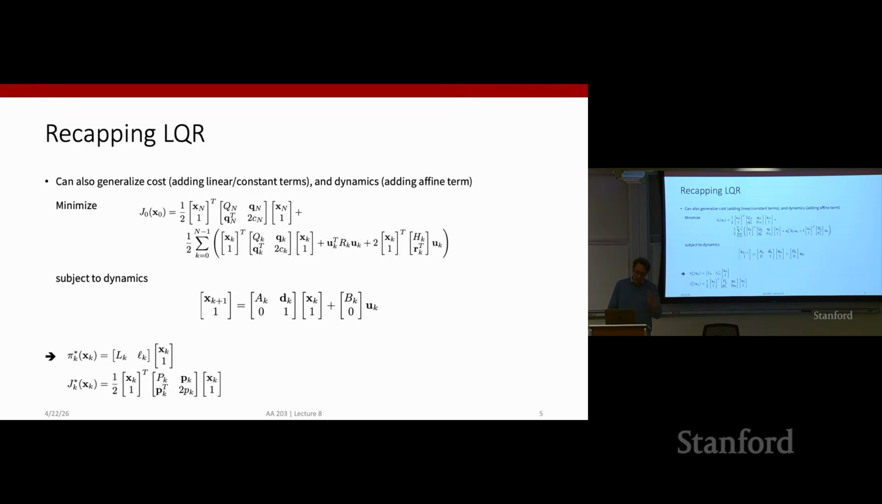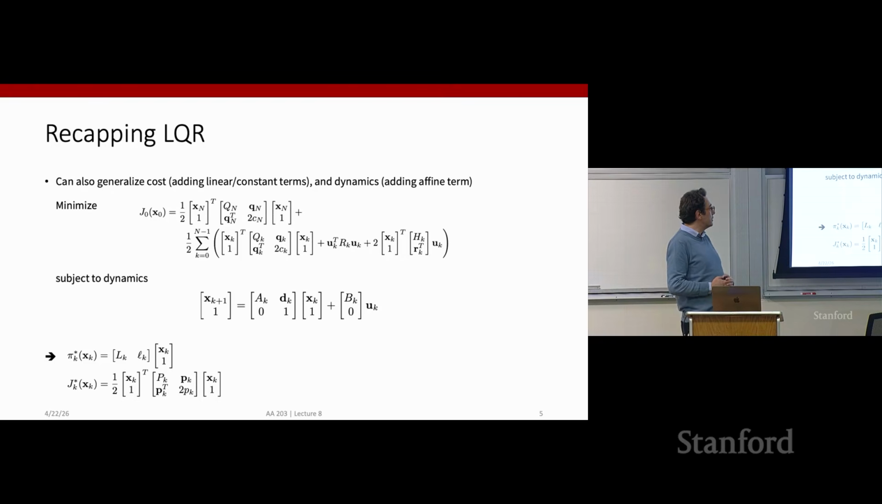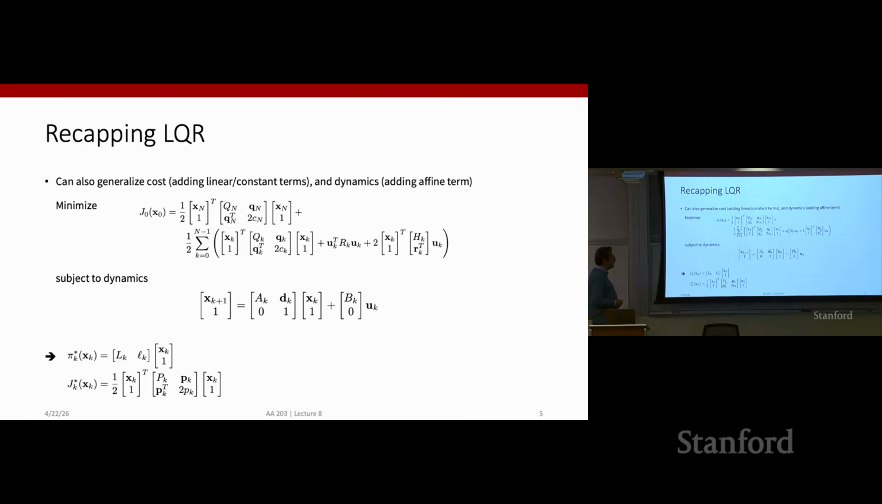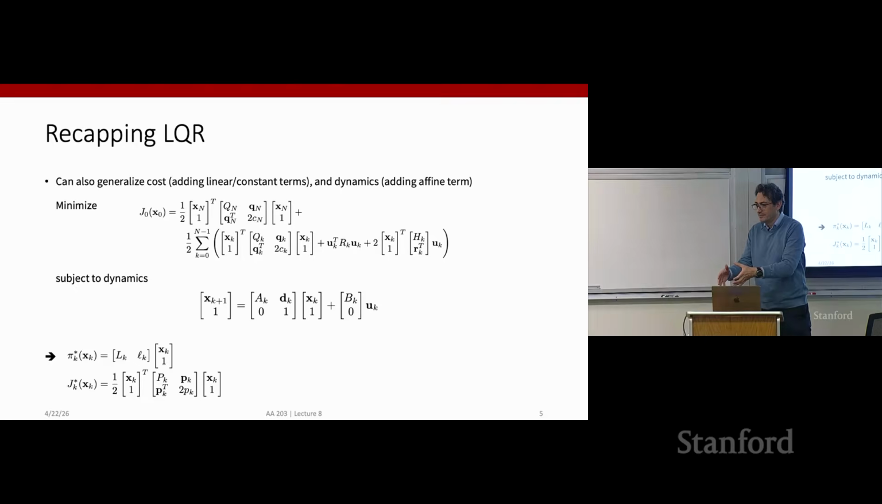You can generalize this formulation even further by now introducing not only cross terms, but also linear terms in the state and in the control, and also constant terms. So now you have a cost function that is quadratic in the state, quadratic in the control, linear in the state, linear in the control, plus a constant term. The main reason why we're interested in this kind of generalization is because when we are going to use LQR for tracking purposes, and you perform linearizations, you have these additional terms that pop up.